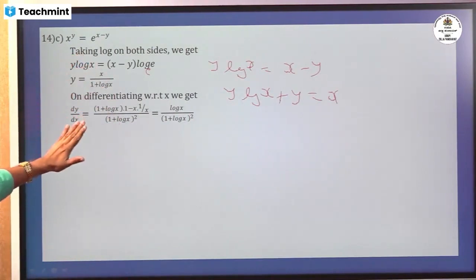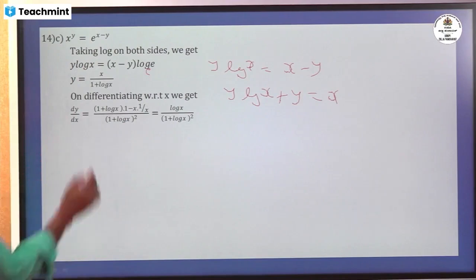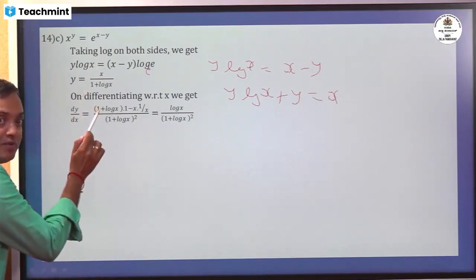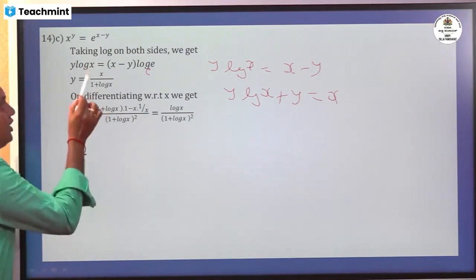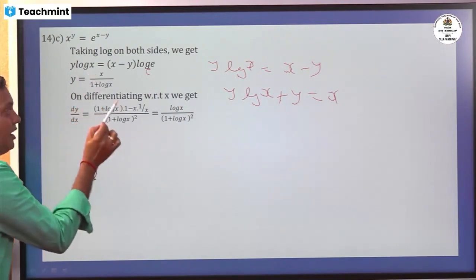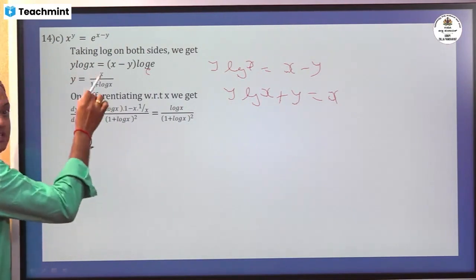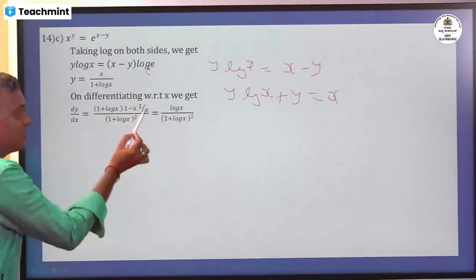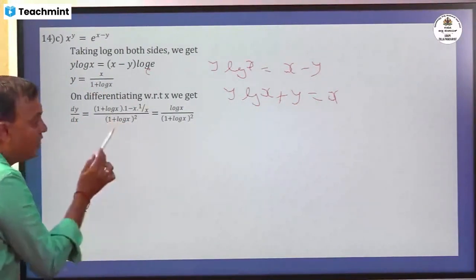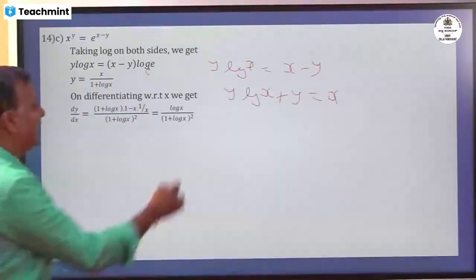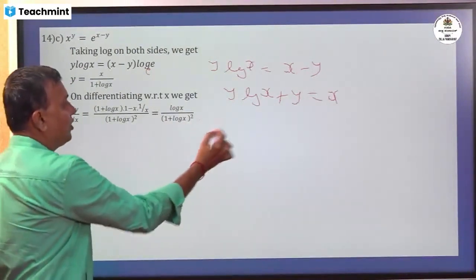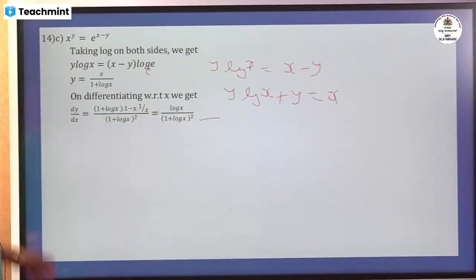So when we differentiate, dy by dx is equal to numerator 1 plus denominator 1 plus log x into derivative of numerator x is 1, minus numerator x into derivative of 1 plus log x is 1 by x, by denominator square. On simplifying we get log x by 1 plus log x whole square. So answer is C.